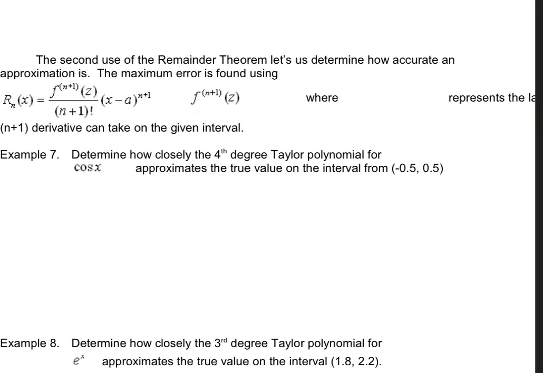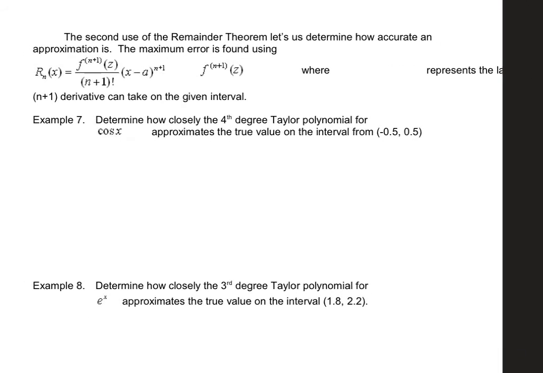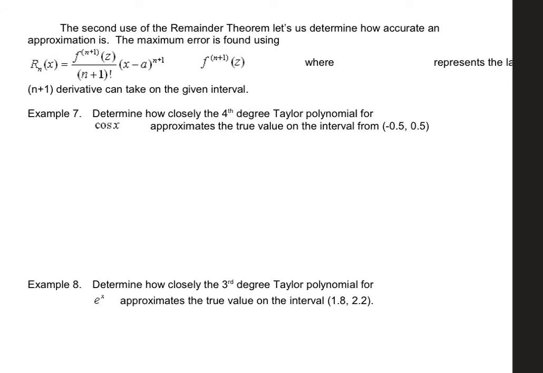Now, here's more like what most of the problems we're going to have to do are going to look like. In this case, what we want is to use our remainder theorem to determine how closely the fourth degree Taylor polynomial for cosine x approximates the true value of cosine x on this given interval.